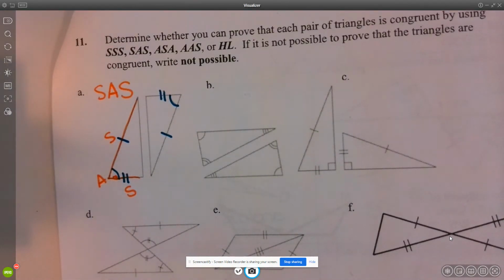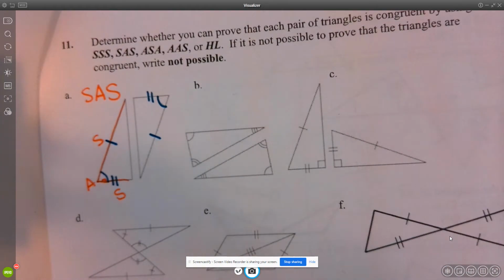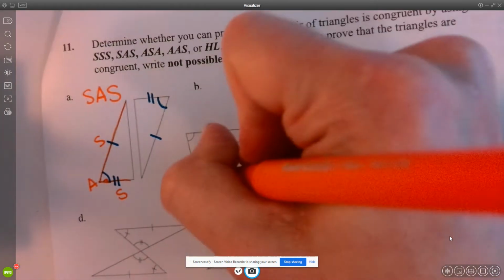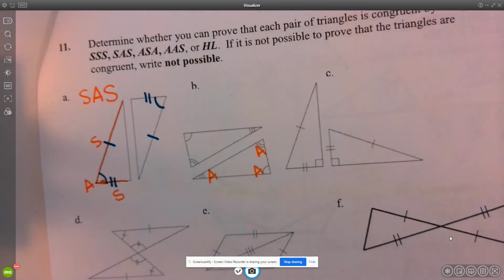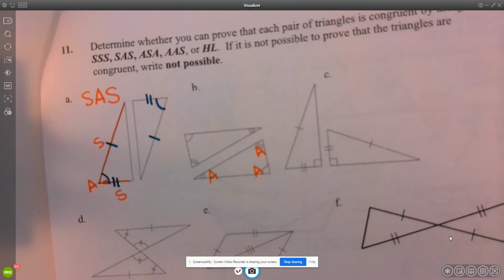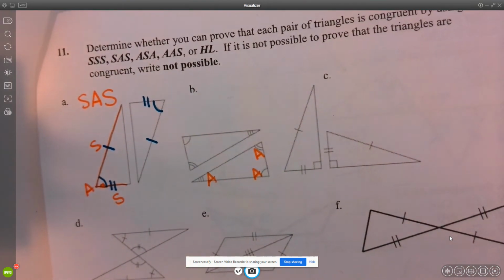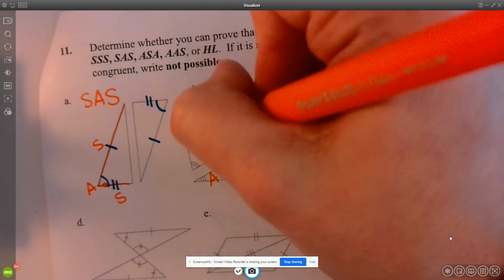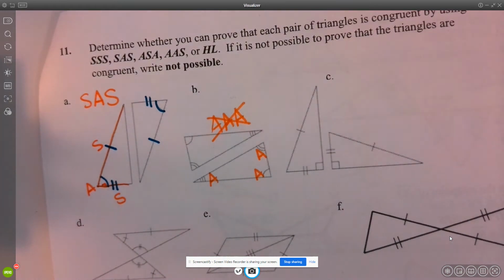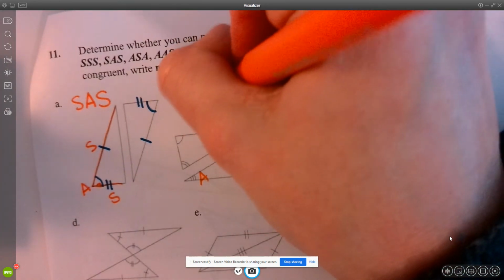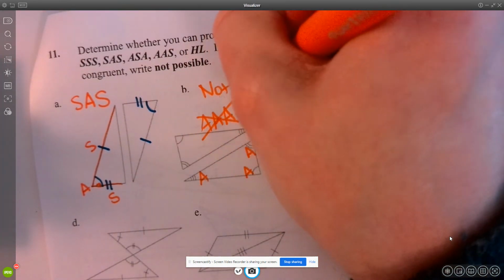In part B, our two triangles, we can see that they have three pairs of congruent angles, and that is all we can determine from the picture. There is no such congruence theorem as angle, angle, angle. Remember, no AAA batteries. So this is not possible.